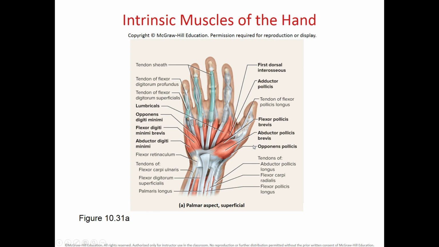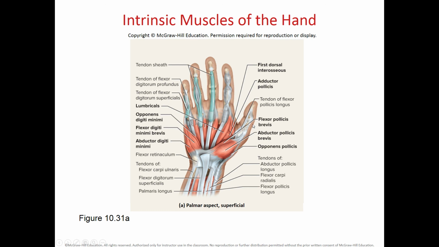Now our muscles in our hand will be the intrinsic muscles. We have lumbricals that are located in between the metacarpals, and then we have muscles of the thenar area, which will be located next to the pollex, and the hypothenar area. So what are the muscles of the thenar area? Will be the first dorsal interosseous muscle, the adductor pollicis, flexor pollicis brevis, abductor pollicis brevis, and the opponens of the pollicis.